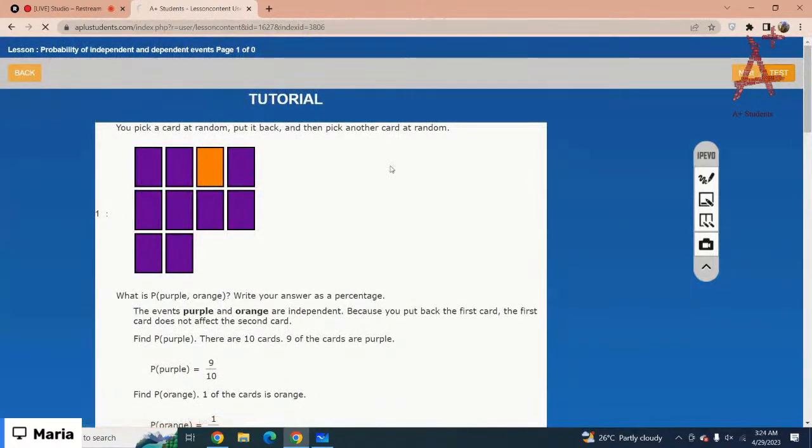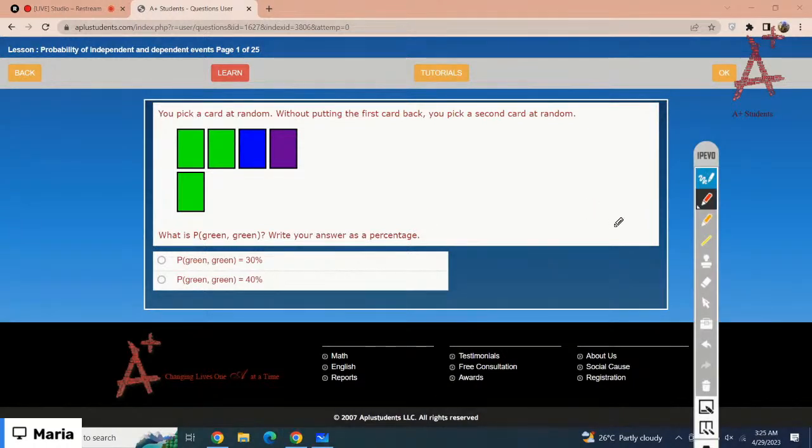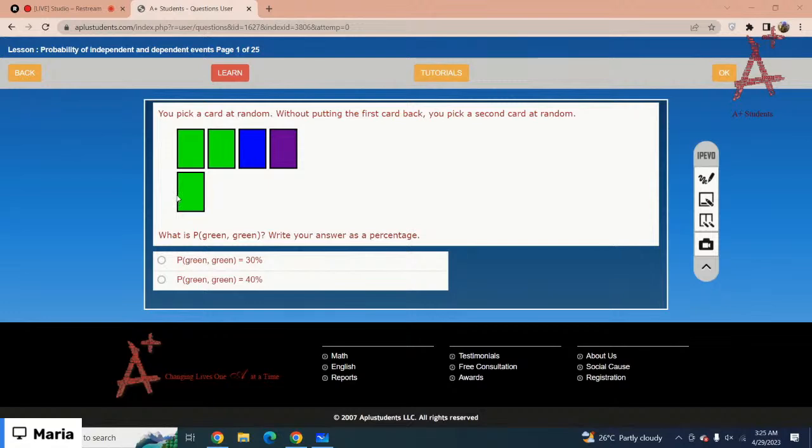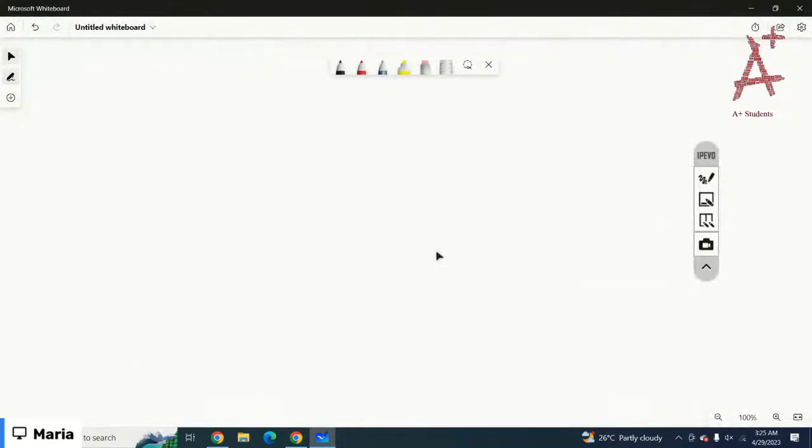Okay, let's start the test question. You pick a card at random without putting the card back. You pick a second card at random. What is the probability of green and green? So you picked a card at random without putting it back. You need to calculate the probability of green and green. You have one, two, three, four, five total cards, and three of them are green.